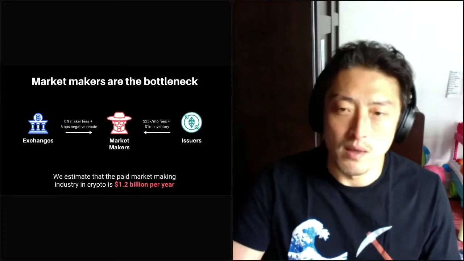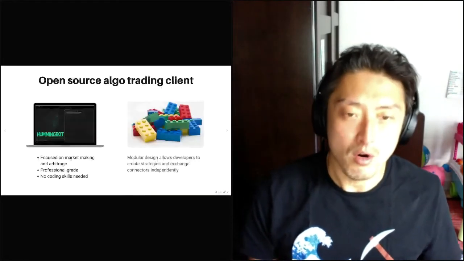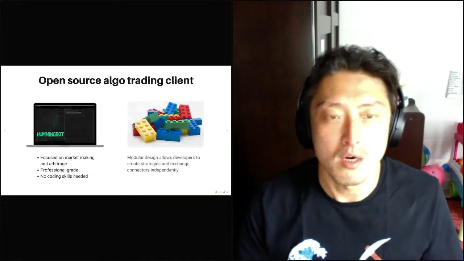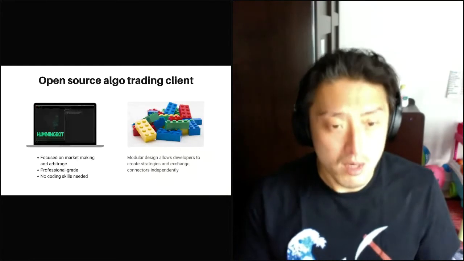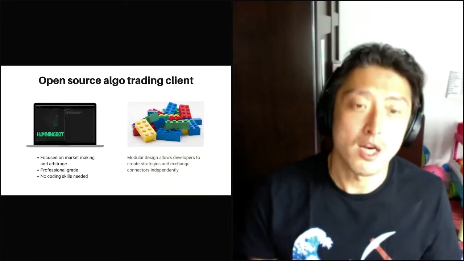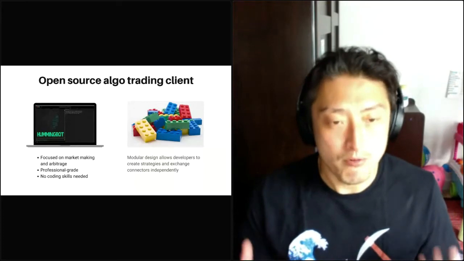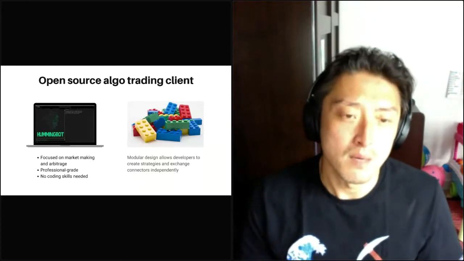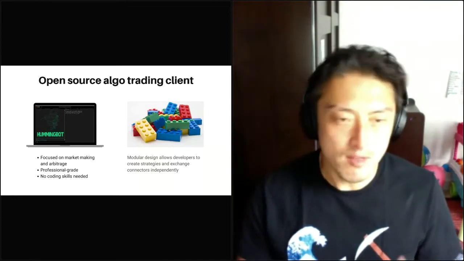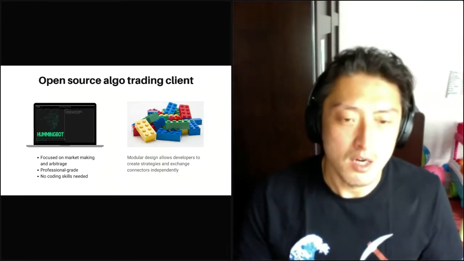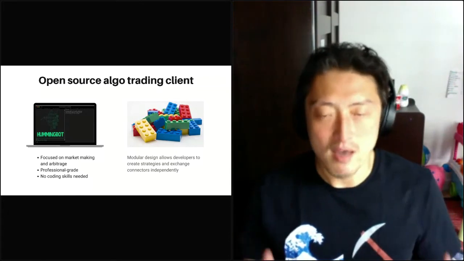So the first thing we did to try to address this was open source our software. Hummingbot is an open source algo trading client. We focus on market making and arbitrage strategies. Because we were a hedge fund before, we believe it's a professional grade tool. Even though it's a command line application, we designed it so that you don't need to be a developer to use it. But it is designed to be very modular.